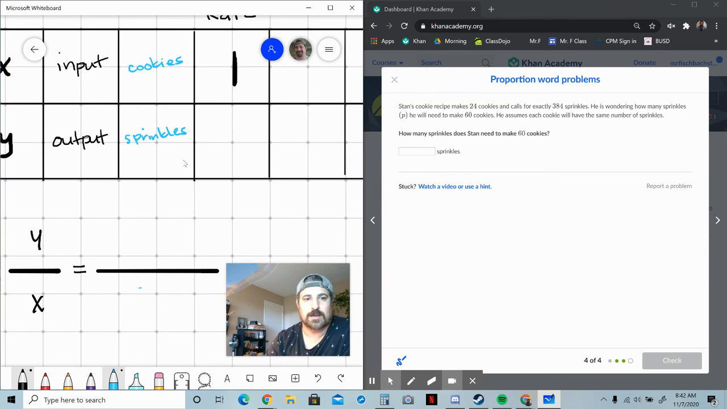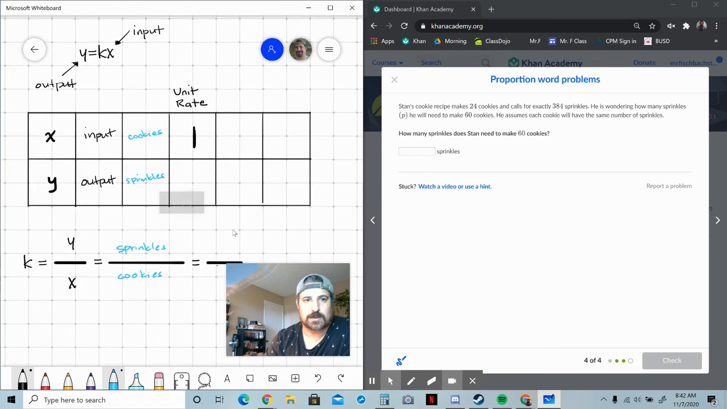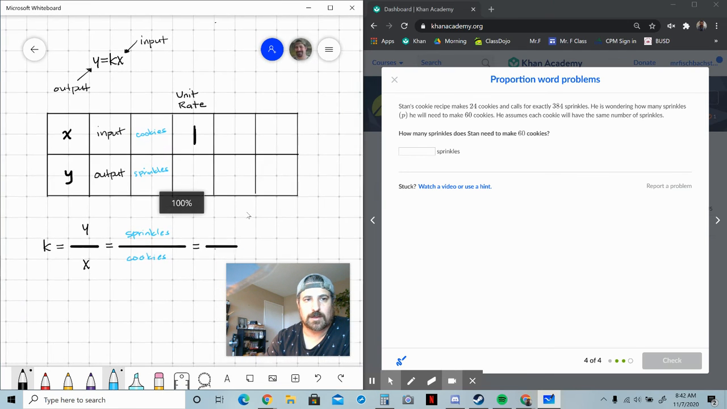Zoom in. Okay, and that means that our output here, y over x, is going to be the same thing. So you're going to be inputting the cookies, and you're going to be outputting the sprinkles. So basically, sprinkles per cookie is your unit rate. Okay, now we can zoom back out. We got this nice table to work with, and we're good to go.